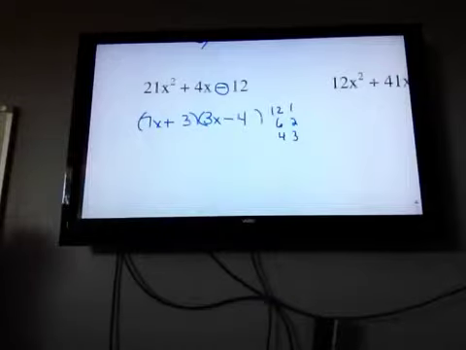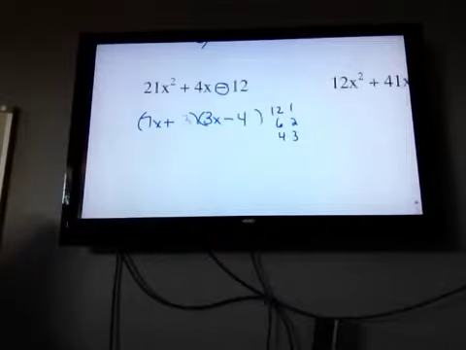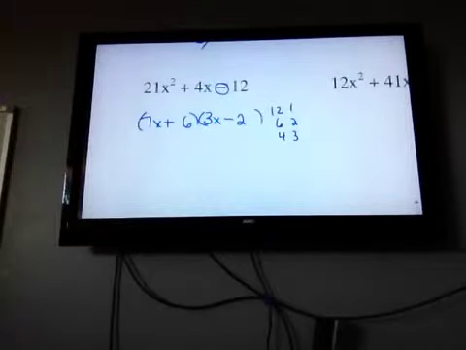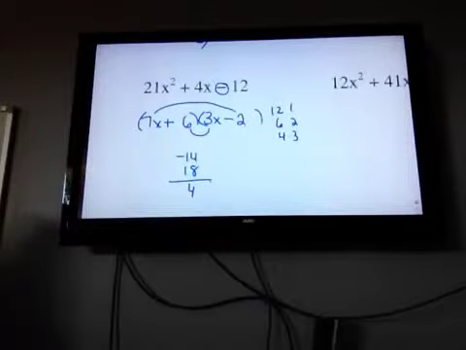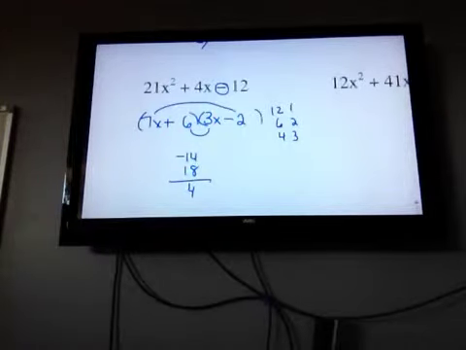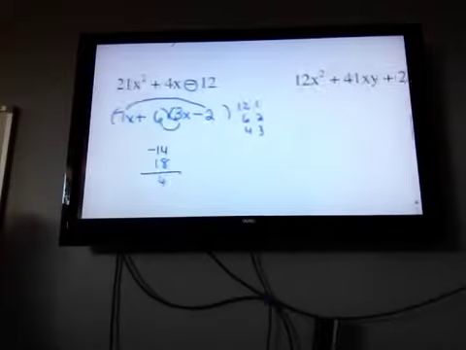Does that work? No, because I get a negative 28 and a positive 9. Doesn't work. And I can't switch that. I can't put 3 with 3, so I'm going to erase that and I'm going to use 6 and 2. But I know not to put 6 on the other one. Does that one work? Minus 14, positive 18, there's my positive 4. Got it on the second try. So eliminate choices by knowing those little facts. Okay?